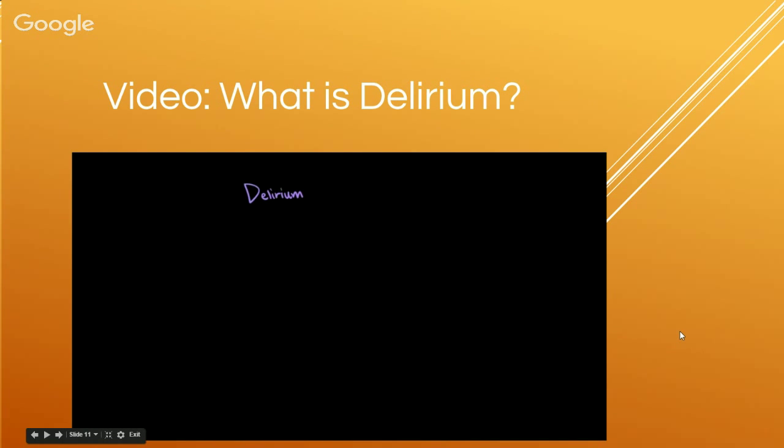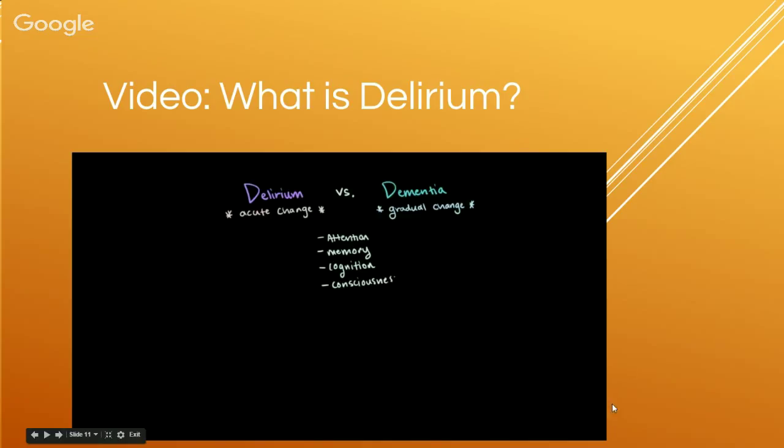Delirium is defined as an acute or sudden change in mental state, which is different from dementia because remember that dementia usually is a gradual change in the brain. Delirium, just like dementia though, affects things like your attention, your memory, your cognition, and your consciousness level. But this change will usually happen over the course of hours or days, as opposed to years with dementia.